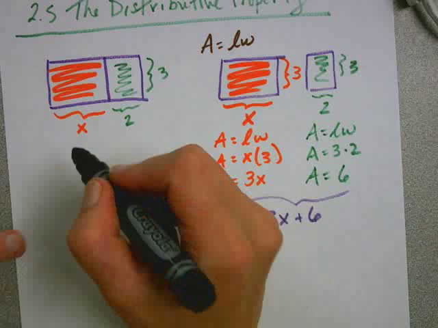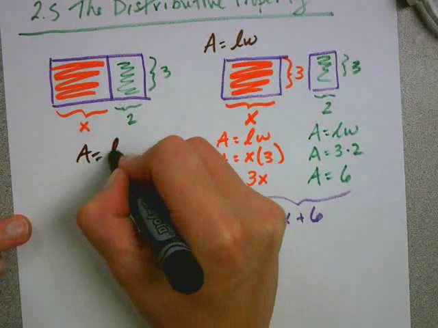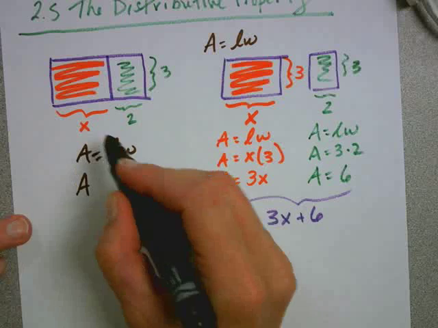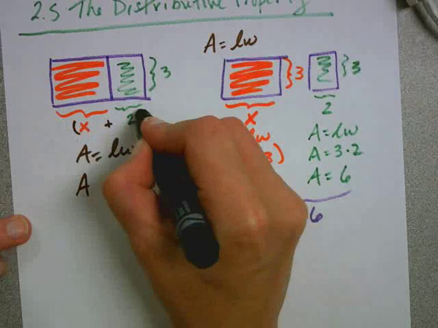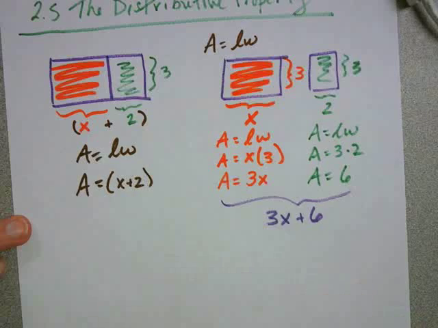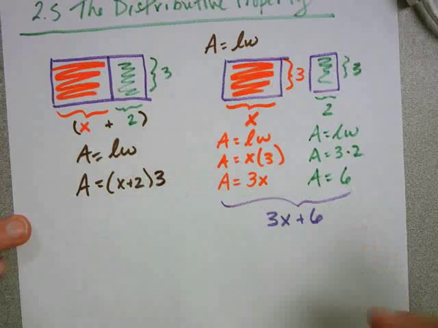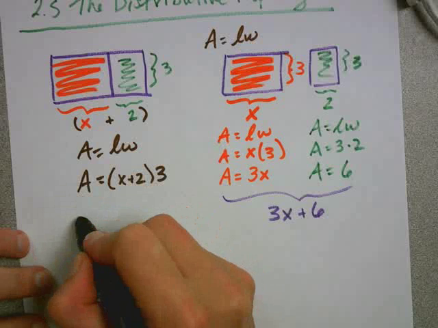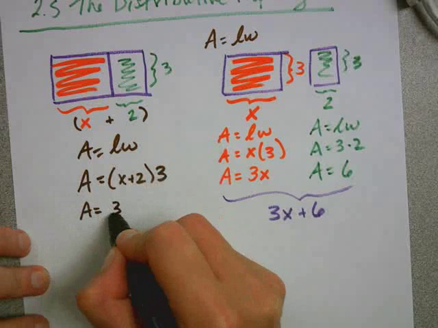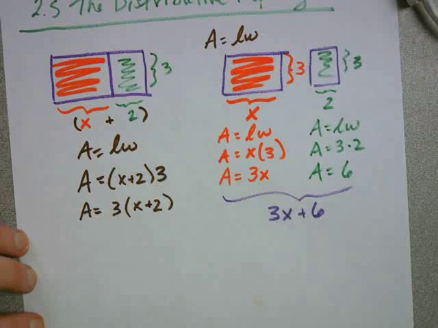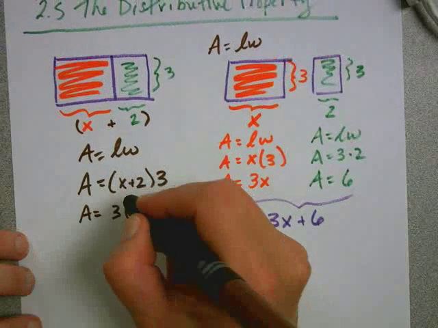Back over here on the left, we have, again, area equals length times width. The longer side is x plus 2. It's this whole side here, x plus 2. The shorter side, the width, is 3. And remember, multiplying is commutative, so I can reorder this so that the 3 comes first, because I can multiply in any order. This is your distributive property.